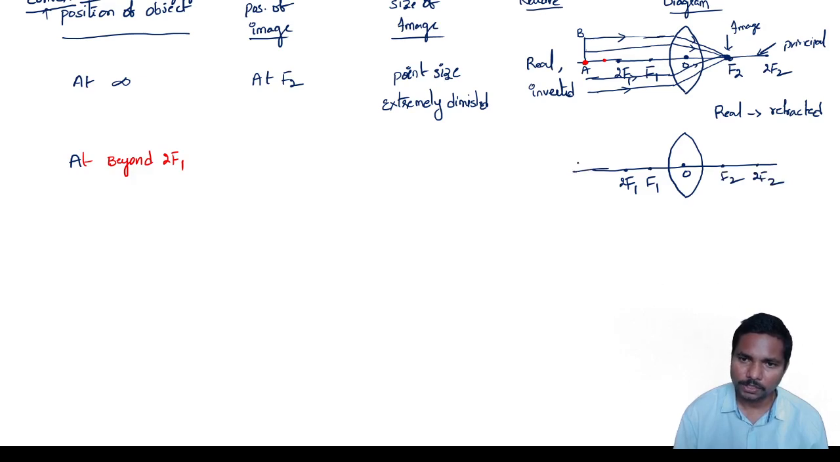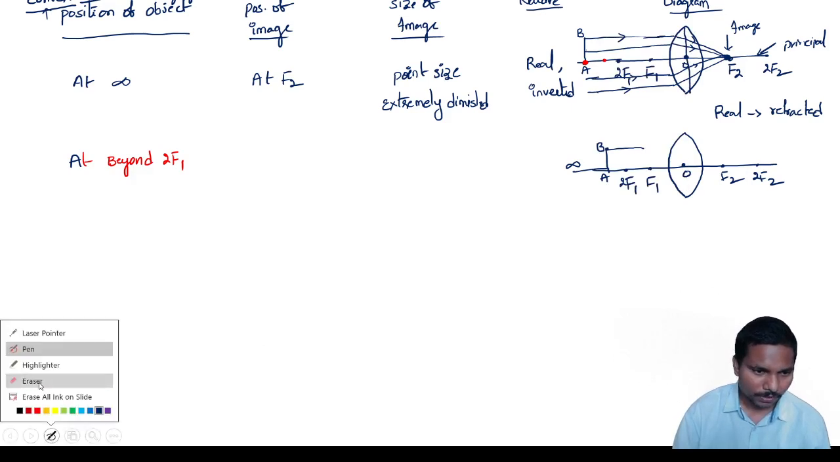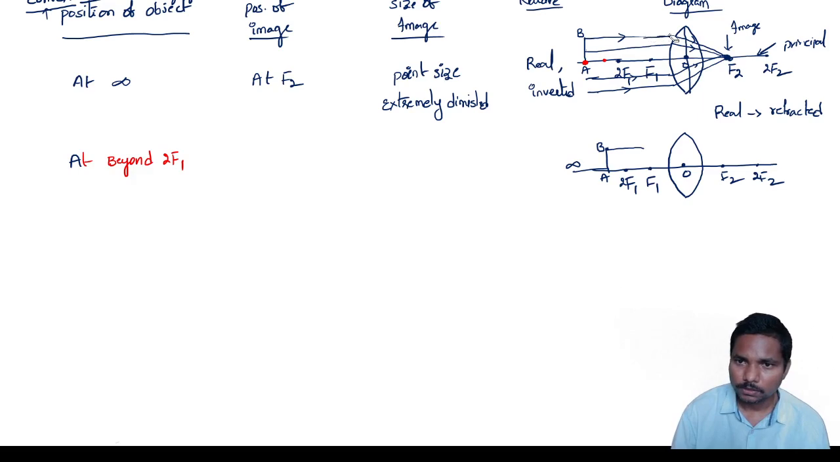Here it is the infinity. Here I am placing the object A, B. Here also I am taking any one parallel ray that strikes the lens. Sorry, here we have to make a little bit of change in the diagram. Generally, the ray will be refracted from that optical center. From this point, it will be refracted.